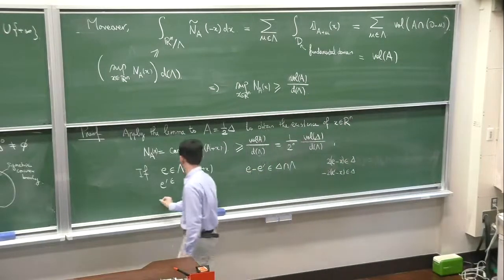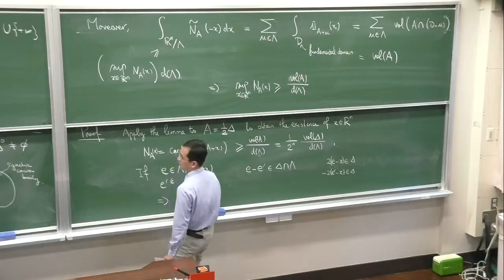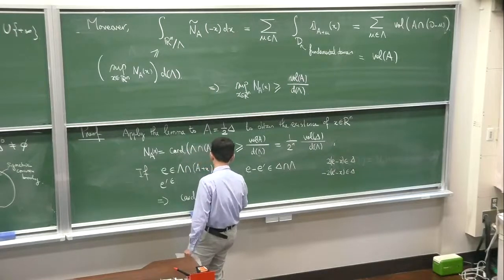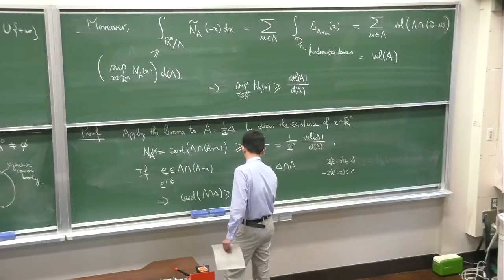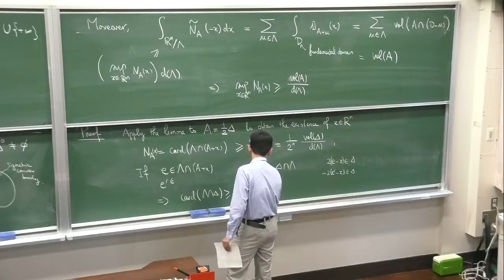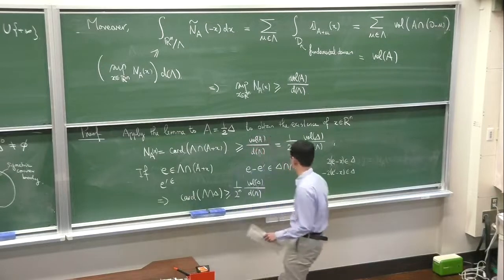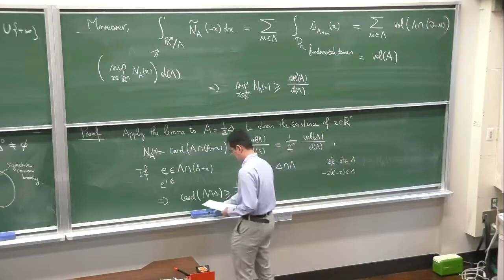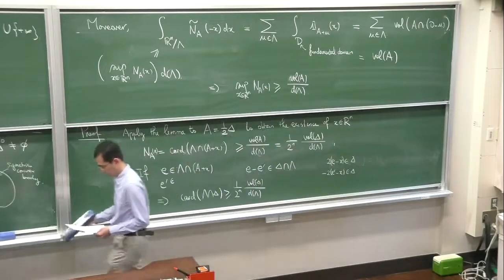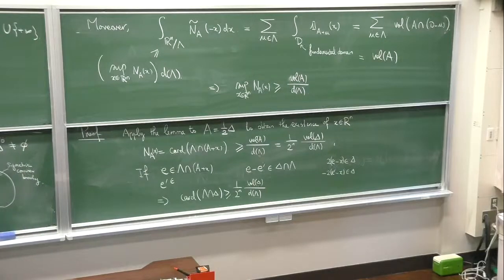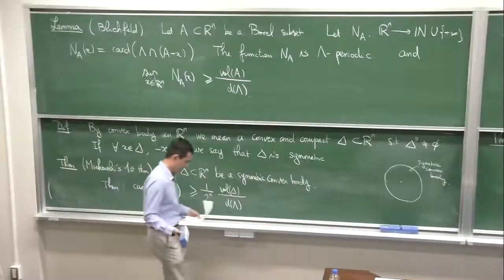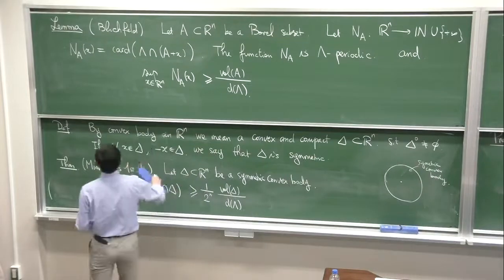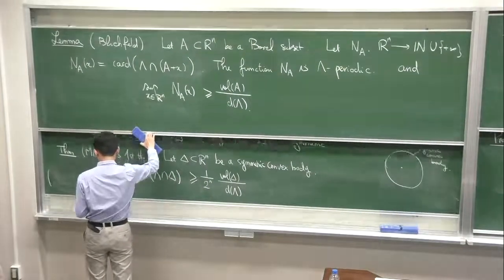So that is the proof. So the cardinal of lambda intersection with delta is at least this one. So you have found that d of lambda is a very fundamental invariant, which gives you some geometric information. So that is one of the examples. Then I will introduce more invariants and make some link with analysis.